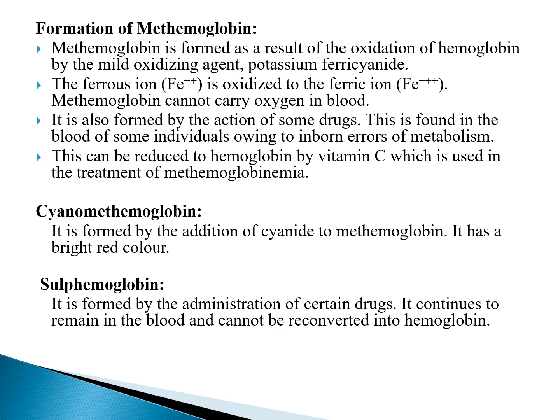Cyanomethemoglobin. It is formed by the addition of cyanide to methemoglobin. It has bright red color. Sulfhemoglobin. It is formed by administration of certain drugs. It continues to remain in blood and cannot be reconverted into hemoglobin.